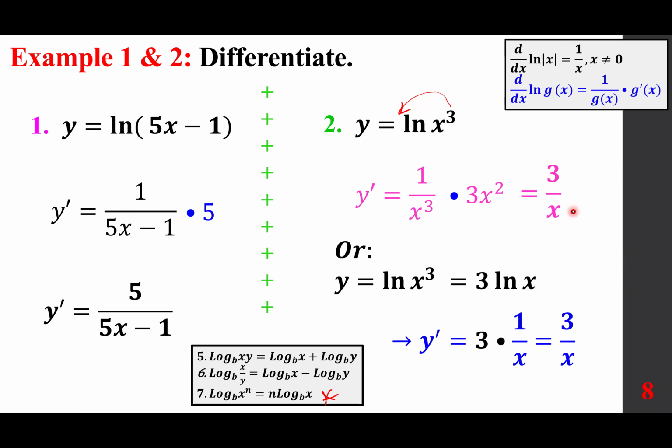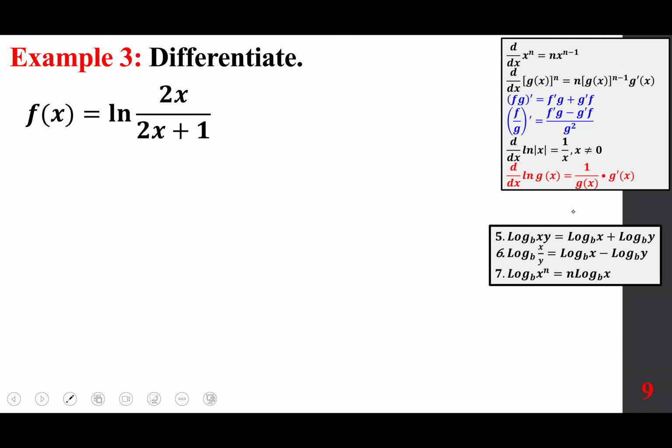As I mentioned, it did not make much of a difference in this example. However, it does when it gets more complicated. For example, if you want to differentiate this just the way it is, 1 over g of x means do what? Write the reciprocal of this. Then g prime means what? Differentiate this using the quotient rule.